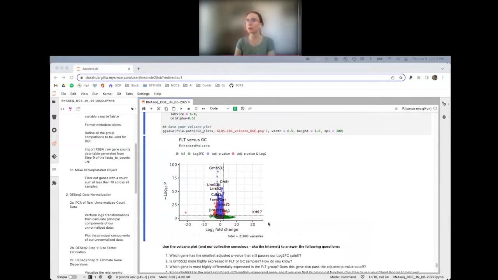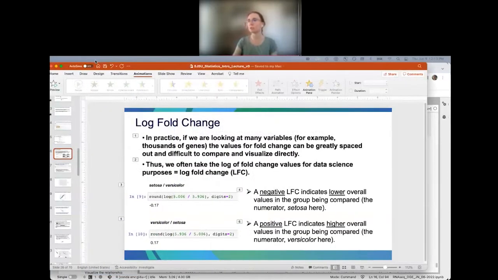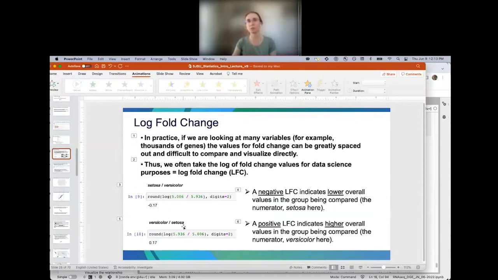So we just talked about how when we calculate log fold change, we take the log of the ratio of the comparison. In our case, our comparison is flight versus ground control. And we can tell by the sign of log fold change whether a result has a higher value in the group being compared, which in our case is flight, so the numerator. A negative log fold change indicates lower values in the group being compared. A positive log fold change indicates higher values in the group being compared, so higher than the group that it's being compared against, I mean.